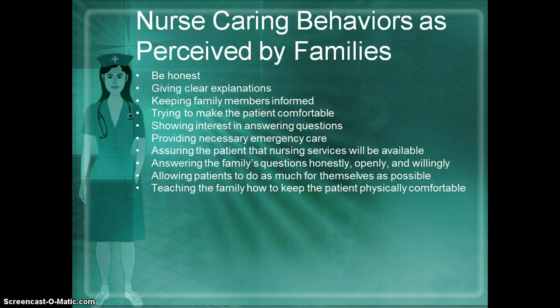As we think about our nurse caring behaviors as perceived by the family, we have to always remember that the patient is the one that we're there for. We're also there for the family, but sometimes due to confidentiality, we can't share things unless the patient wants us to or explains themselves. So we keep the family member informed as much as we're allowed to with HIPAA rules. We try to make the patient comfortable. We try to answer the call light as quickly as possible, teach the family, allow the patient to do as much for themselves as possible so they can get stronger and know how to do things before they go home.